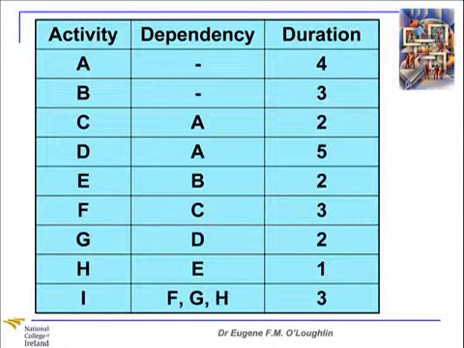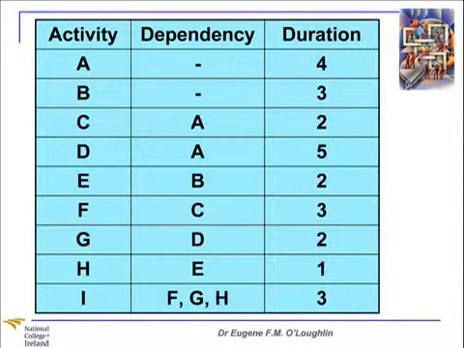Then we have dependencies in the center. And this is where we show which activity is dependent on other activities being complete. And on the third and rightmost column, we have the duration. So we just put in the numbers here. In my example, I'm going to use the duration of days. So the duration of 4 represents this activity will take 4 days to complete.